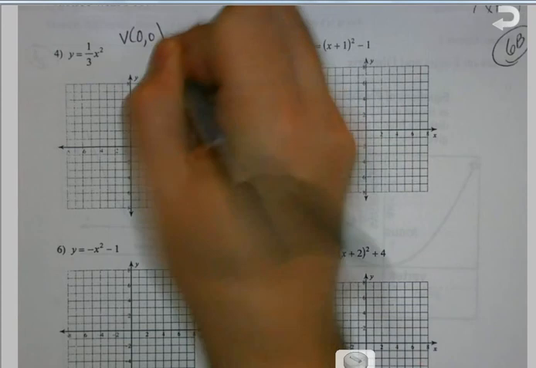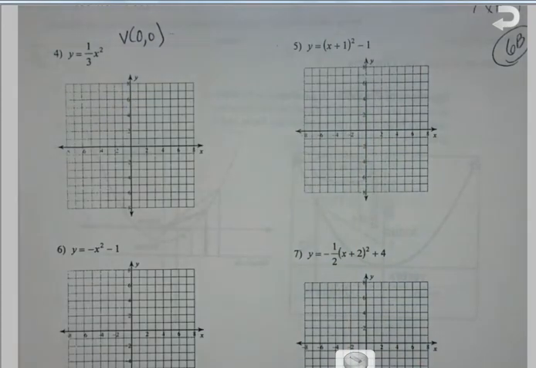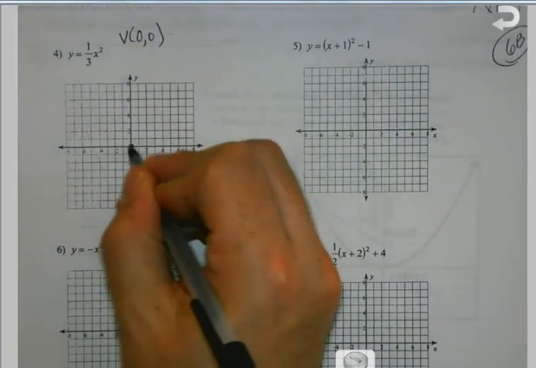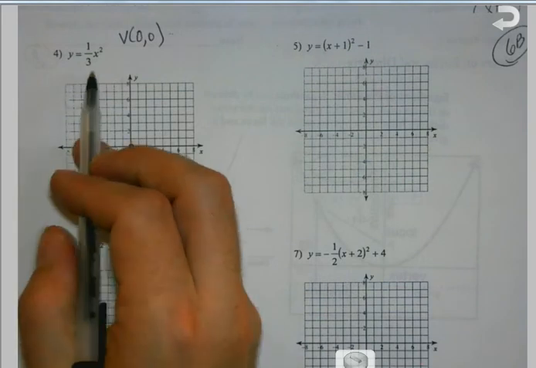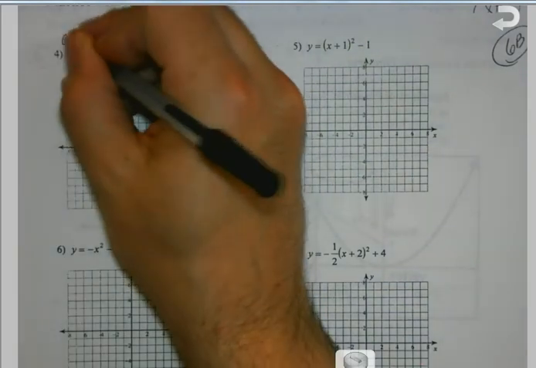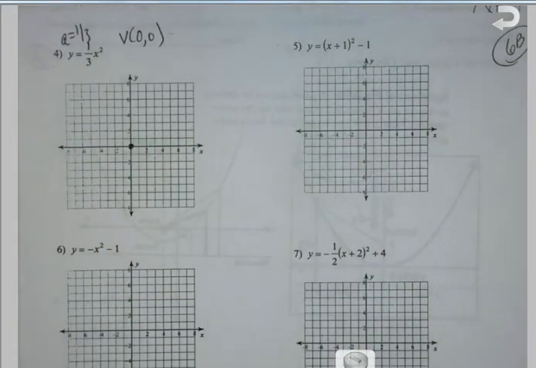Still no movement, just an a value that's different. So again, we're still going to be at 0, 0. But now we've got an a value of 1/3. Our graph is going to widen. So you're like, okay, now, this is one where some of you may look a little more for some assistance.